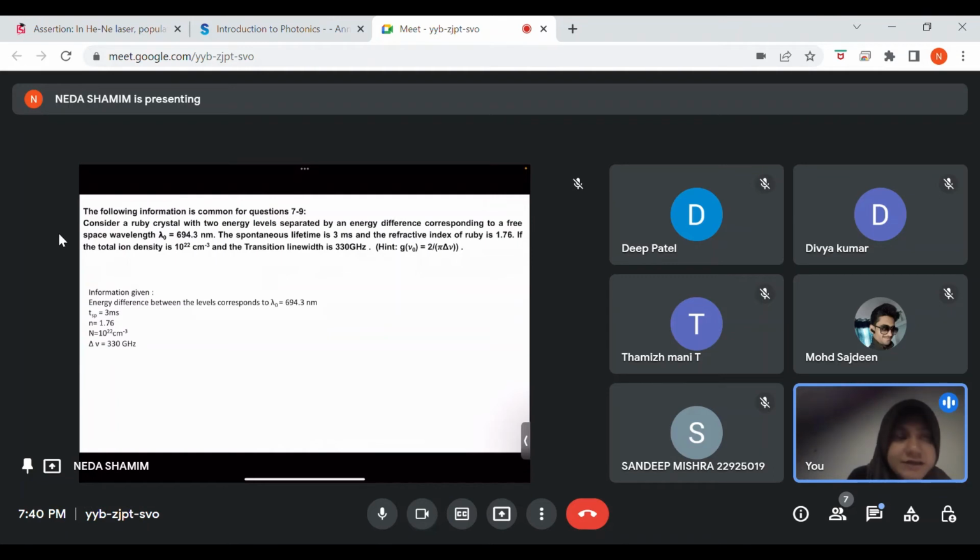So I've been given some information about the ruby laser. This ruby crystal has two energy levels, separated by an energy difference corresponding to a free space wavelength. My wavelength is given, and the spontaneous lifetime is also given. That is, after how much time the electron in the upper energy level spontaneously decays back to the lower energy level. That is 3 milliseconds.